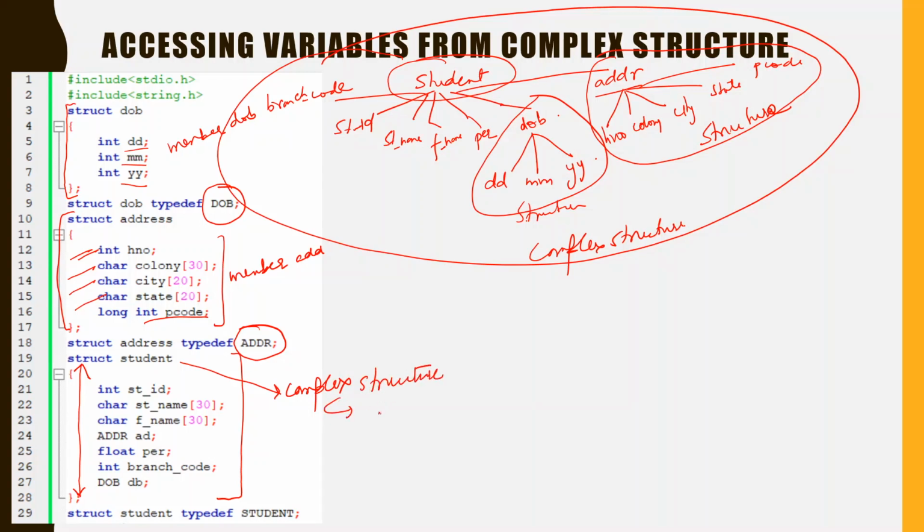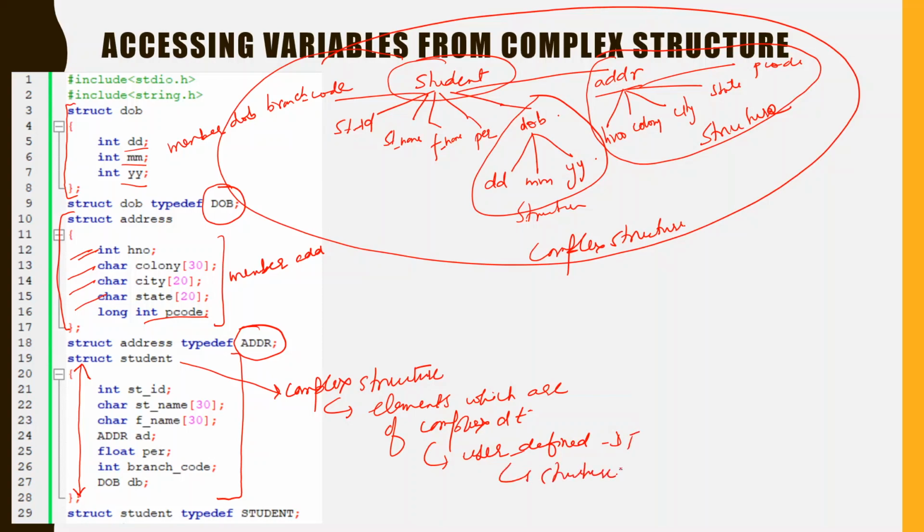Because it is going to have elements which are of complex data types, and since they are complex data types, they would be created as user defined data types. User defined data types are nothing but structures. Here we will call them substructures. Now, the substructures are created.